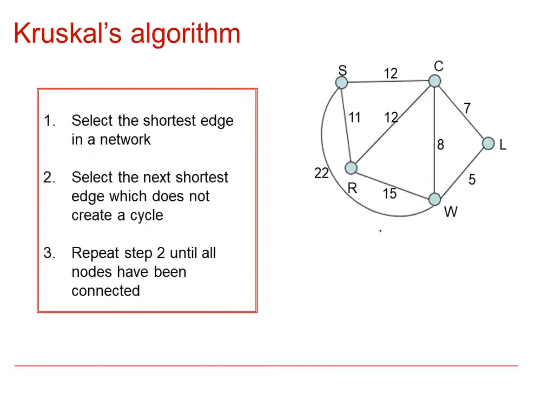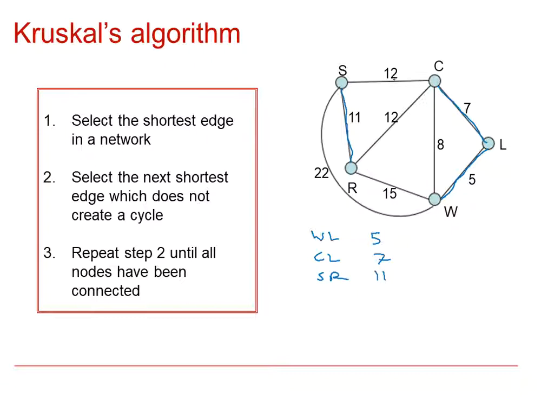So here we go. Find the shortest edge, which in this question is the 5. So that's WL at 5. Find the next shortest edge in this network, which is the 7. So we've used CL at 7. The next shortest edge is 8, but we can't use 8 because that would create a cycle. So we move on to the next shortest edge, which is over here at 11. So that's SR at 11.